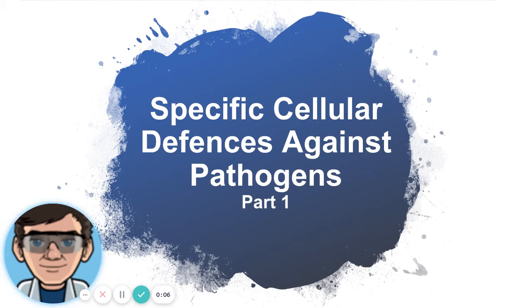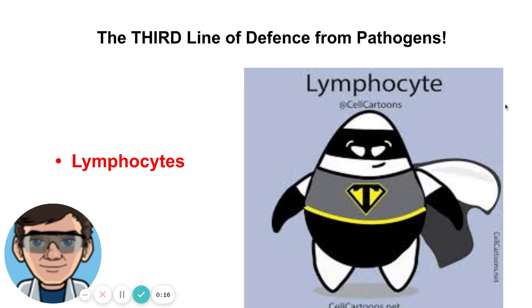Hi, this is a quick video lesson for Higher Human Biology Unit 3, on the topic 3.6, which is specific cellular defences against pathogens. So let's get going. We are going to look at the role of lymphocytes.